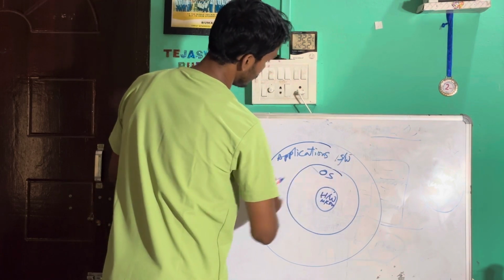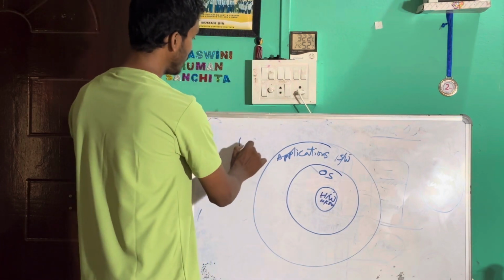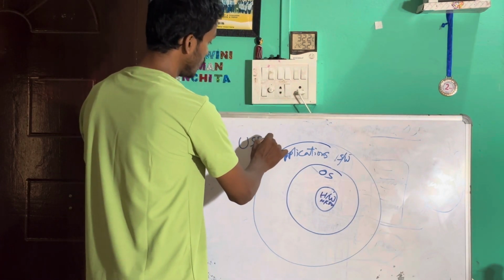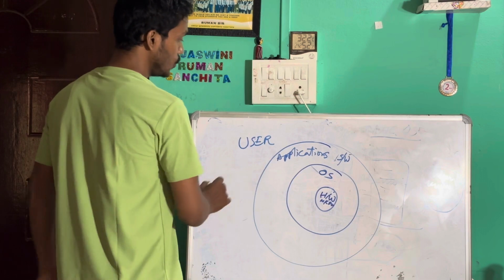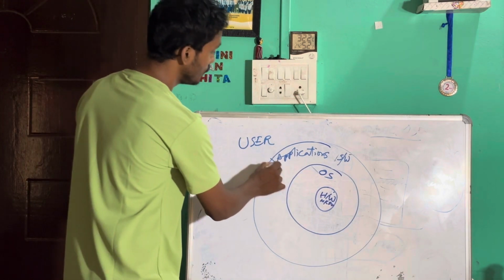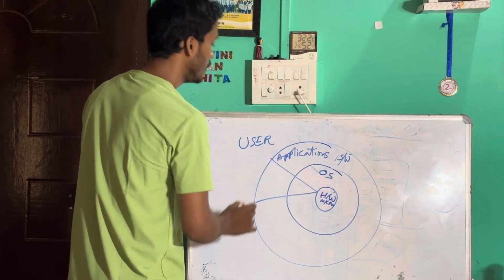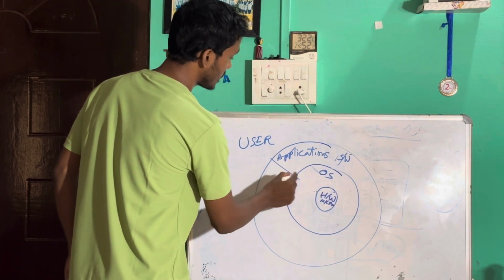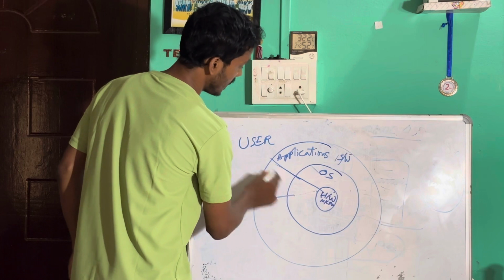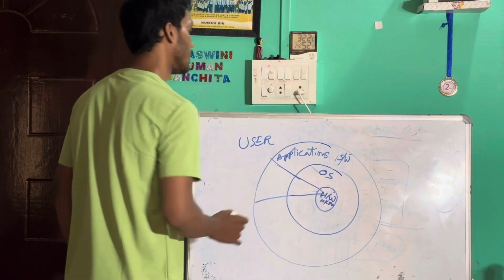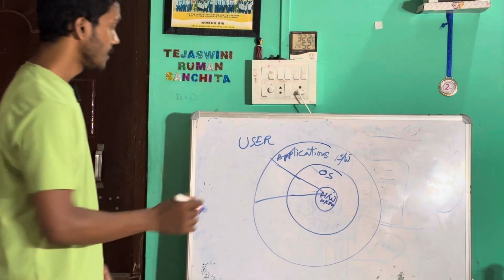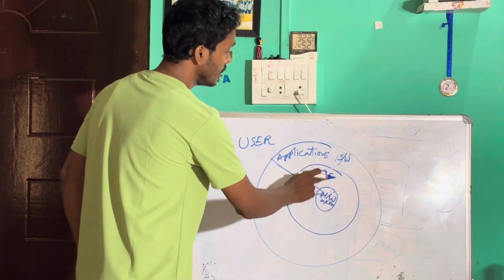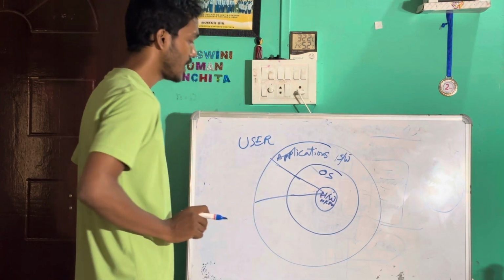Applications software layer. Then you have the user like us. So what we do actually to do anything in the computer? We know that the task will be performed by the hardware. So how to reach the hardware? Only the operating system is allowed to talk to the hardware.